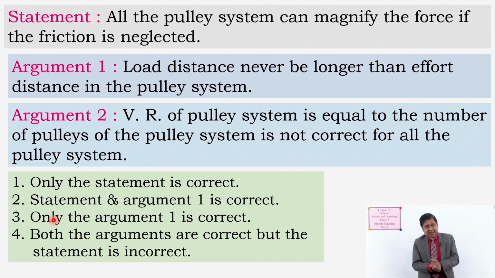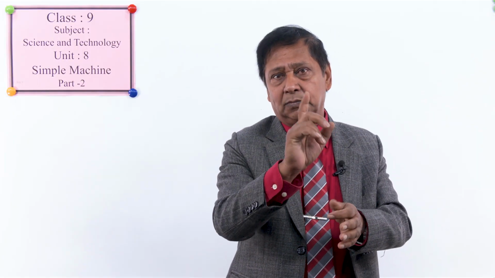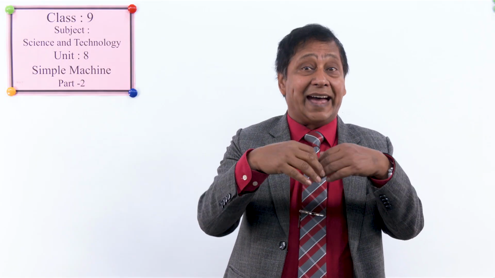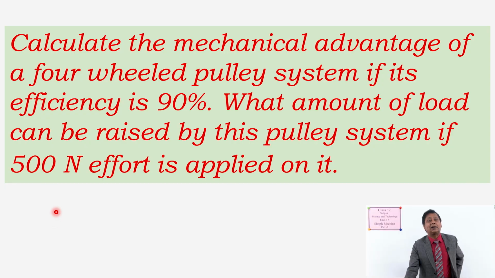Okay. Now I want to go through a numerical problem also. We know MA, VR, efficiency; it was done in part 1. Now with the help of those equations and formulas, I want to solve some numerical problems related to the pulley system. Look at the problem. Calculate the mechanical advantage of the 4-wheel pulley system. If its efficiency is 90%, what amount of load can be raised by this pulley system if 500 Newton effort is applied on it?